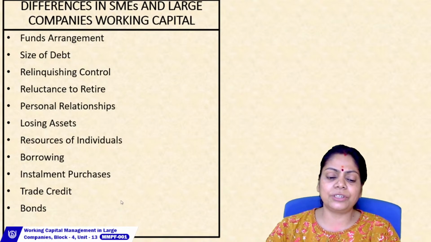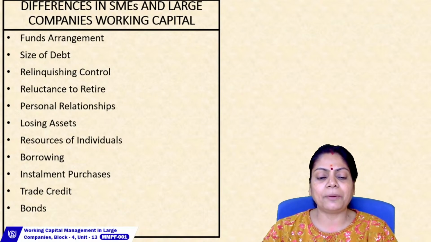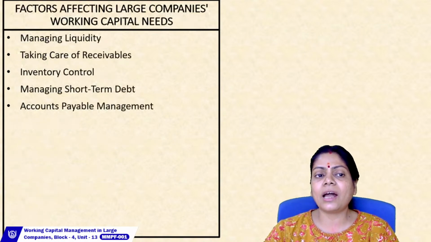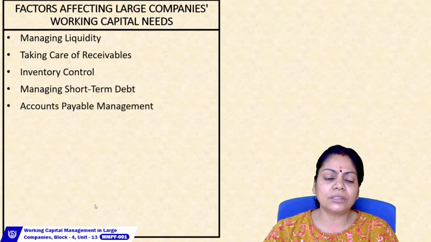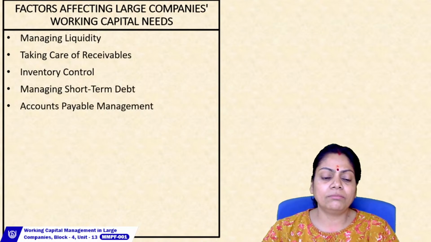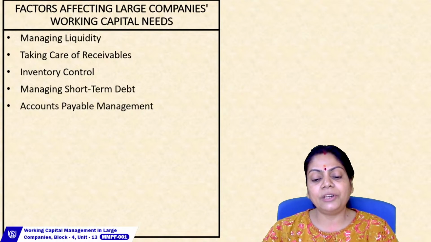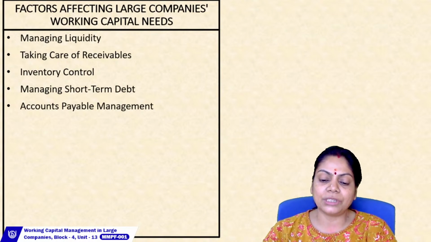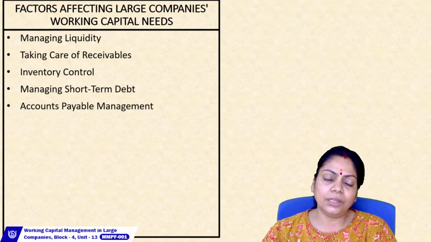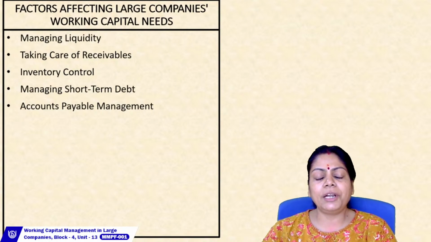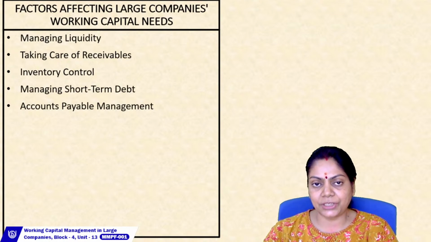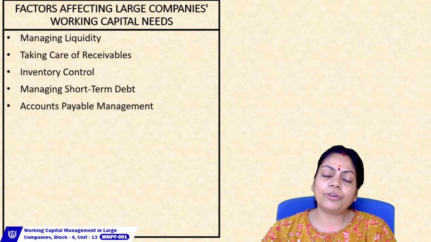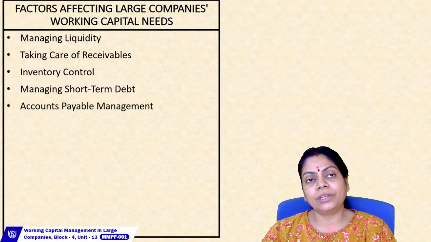Now, having understood the various differences in working capital, we talk about the factors that affect large companies' working capital requirements. We can talk about the management of liquidity. Liquidity management will guarantee that the organization has enough cash for all kinds of purposes. It is very frequent for a large company to pile up cash, to sit on a pile of cash and not find alternative uses for it.